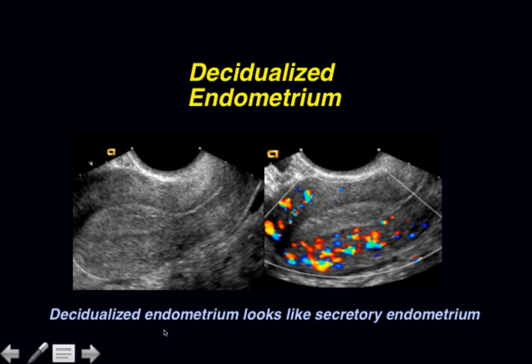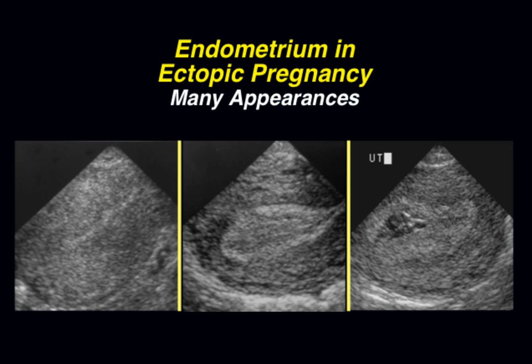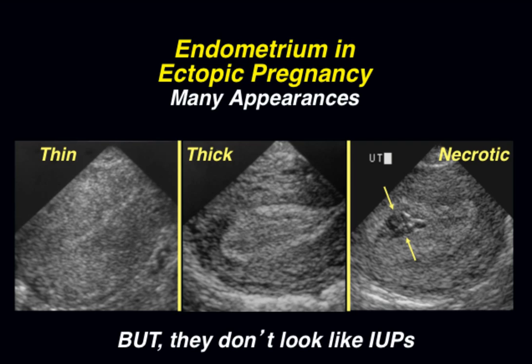While decidual casts were the origin of the problem, they were not the problems themselves. As you can see, decidualized endometrium simply looks like nice, thick, succulent, secretory endometrium. This appearance is not what fools us into thinking we are looking at an early pregnancy. The endometrium of patients with ectopic pregnancy can have a variety of appearances. It can be thin, it can be thick, and it can be necrotic, but these are not structures that look like intrauterine pregnancies.